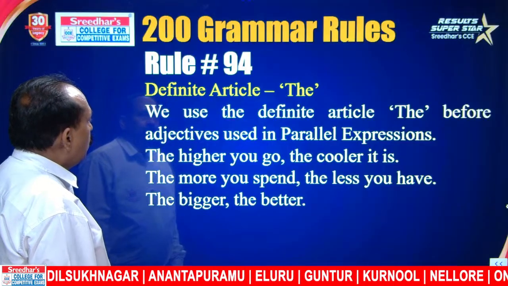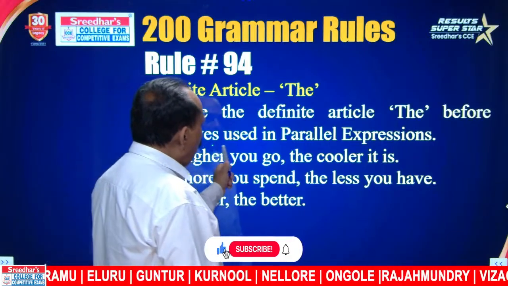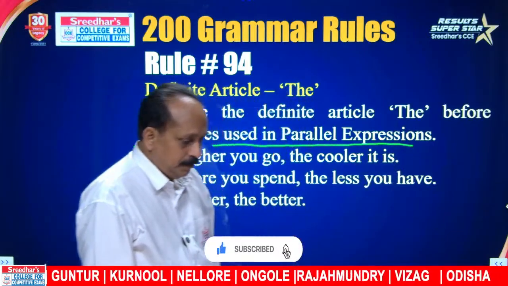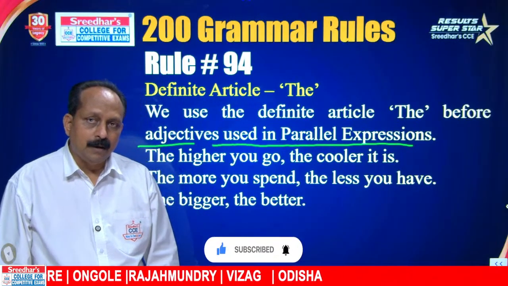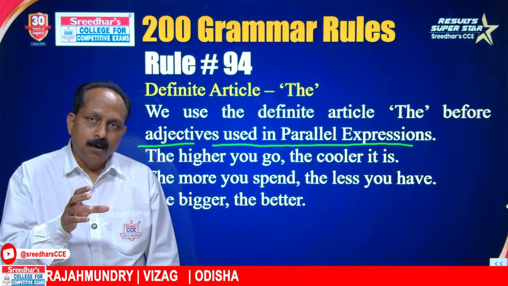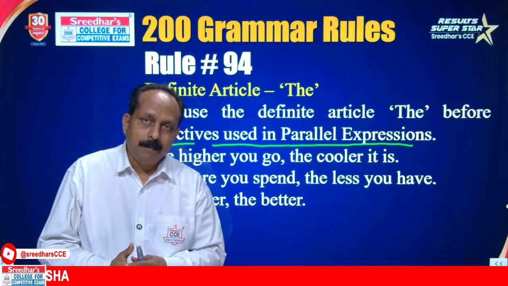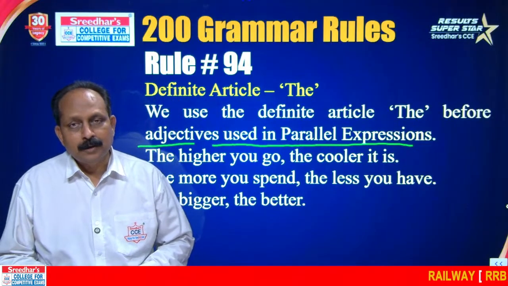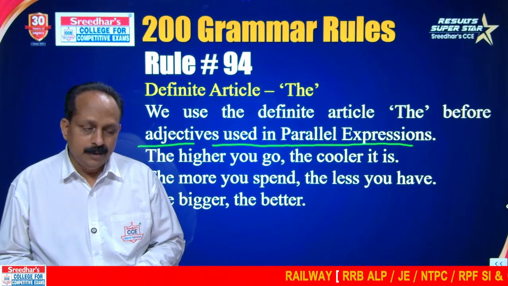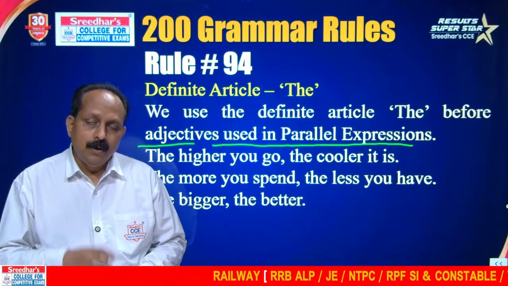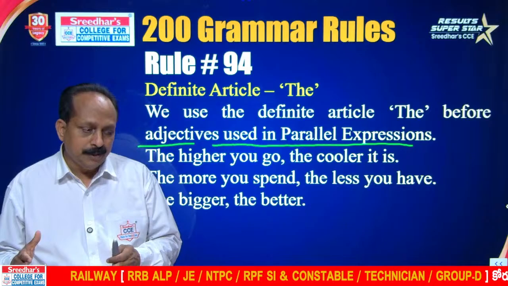Rule number 94. We use a definite article the before adjectives used in parallel expressions. This is very important. Parallel construction, parallel structure, parallel expression is an important exam topic that goes with mains level English. What is parallel construction? It means using the same grammatical units or the same verb forms or the same word forms in a sentence.